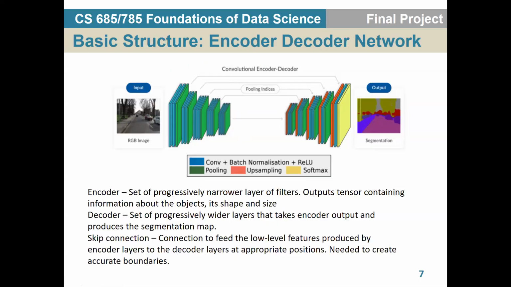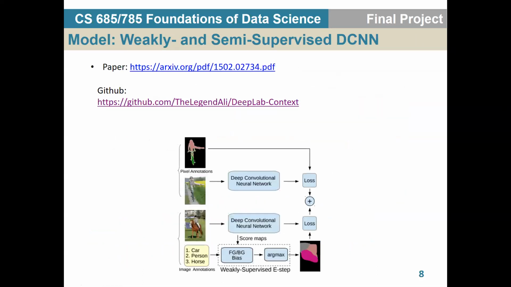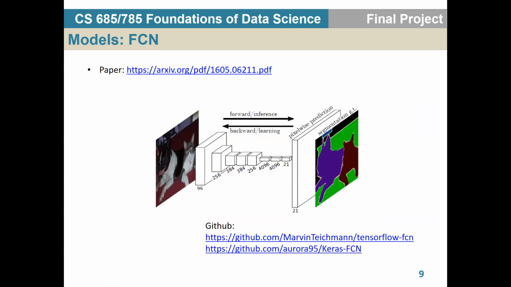Here is the segmentation list that you can pick from. This is weakly or semi-supervised learning DCNN, then FCN, a fully convolutional neural network, with a forward path and backward path, and then there are segmentation results. By the way, for all those models, we have provided the paper and also the GitHub link that you can use. Though we have provided these, if you find any better implementation of those models, feel free to use that GitHub implementation. You are not bound to use only these implementations.